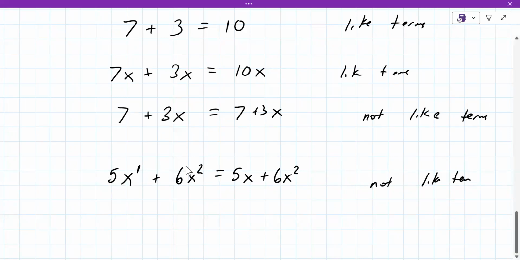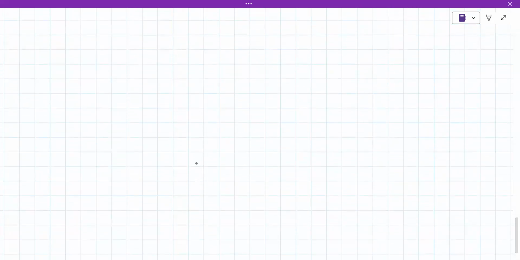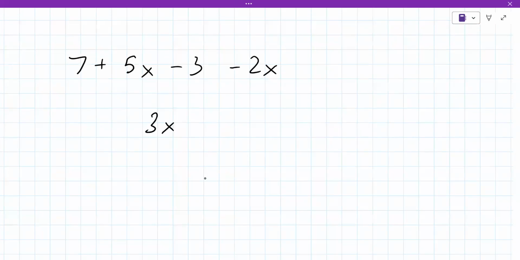Is that okay? Yeah. So you can only combine stuff if it's like terms. So here's a problem. Let's say it's 7 plus 5x minus 3 minus 2x. What can you combine here? What are the like terms? 5x and negative 2x, and 7 and negative 3. Okay. Can you give me the result after doing that? 3x plus 4. Good. This is in standard form because it's in descending order.